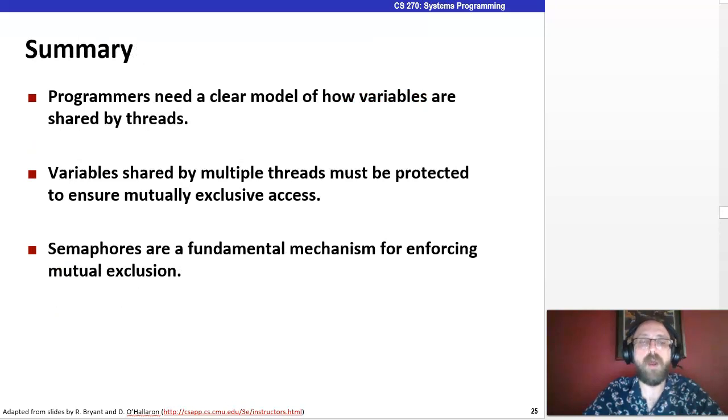All right, so the idea then is that programmers need to have a good model of how variables are shared by threads. If we are sharing variables, they need to be protected to ensure that they are accessed mutually exclusively, and semaphores are one way to do this, and in some sense the most fundamental way.